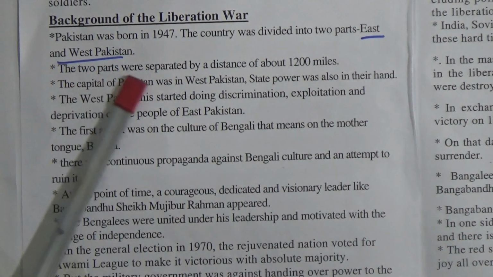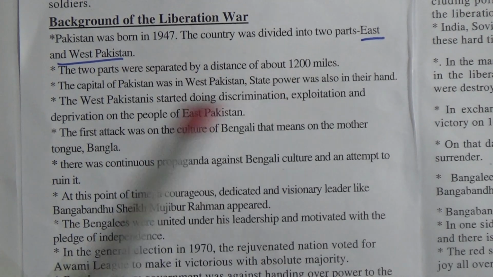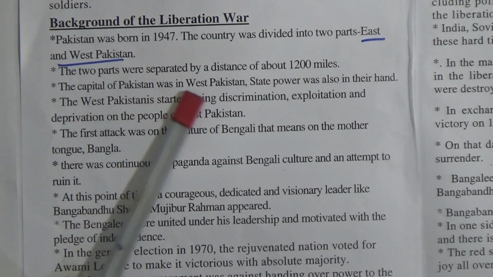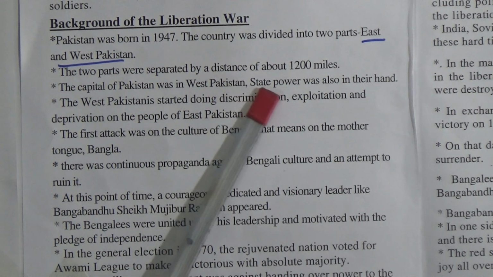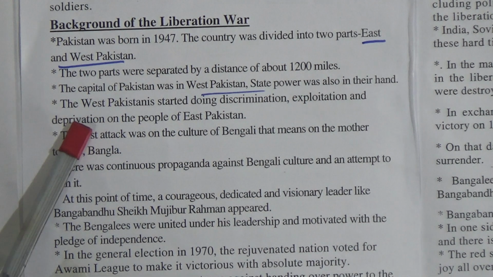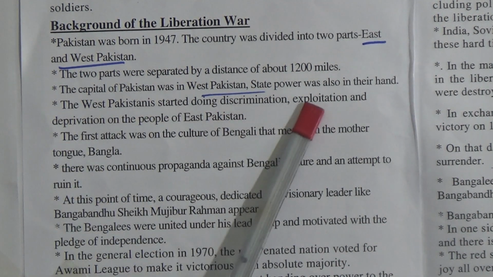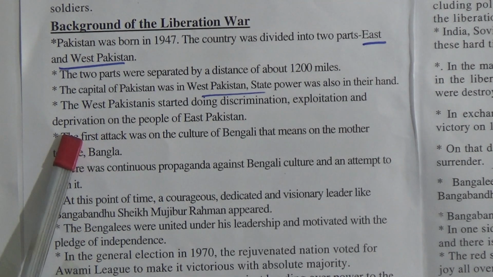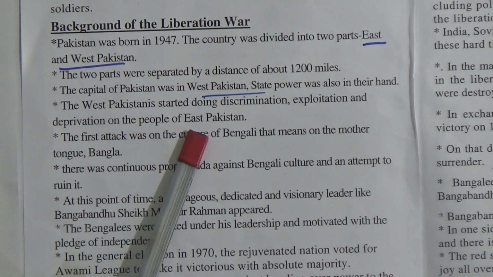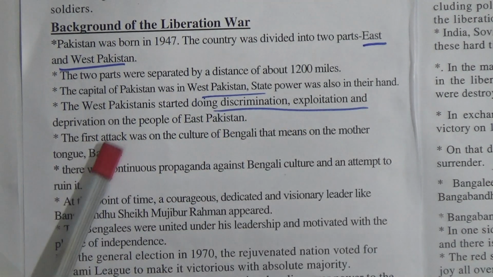The two parts were separated by a distance of about 1200 miles. The capital of Pakistan was in West Pakistan. State power was also in their hand. These are some of the reasons. Remember, next one, the West Pakistanis started doing discrimination, exploitation and deprivation of the people of East Pakistan. This is one of the reasons.